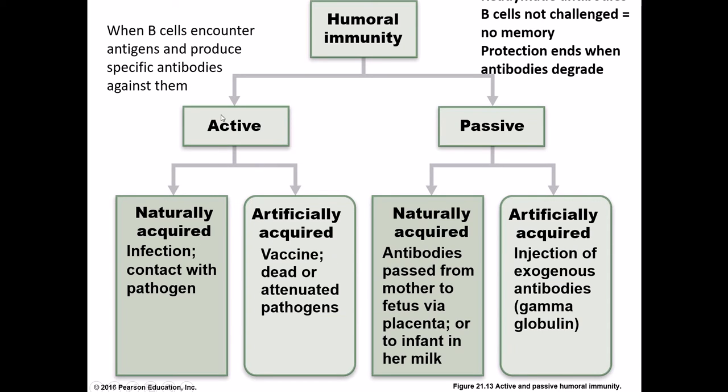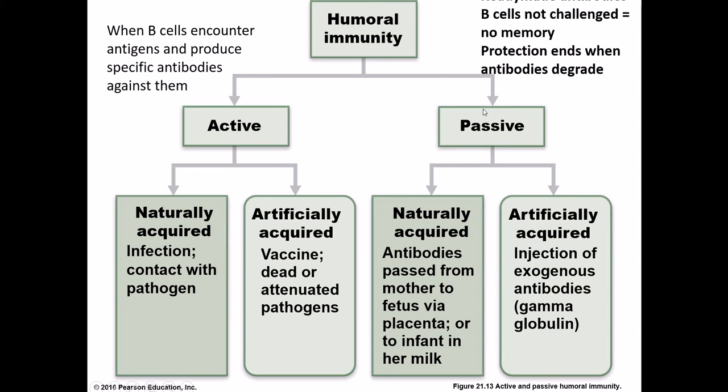So if we look at the two branches of active immunity, naturally acquiring active immunity would be you got infected with something, and your B cells saw that specific antigen and started to produce specific antibodies against them, and also created some memory cells. Artificially acquired active immunity are things like vaccines, where we inject ourselves with parts of a virus or parts of a pathogen, or maybe a dead pathogen, so that our B cells get challenged by these antigens and start producing antibodies and memory cells.